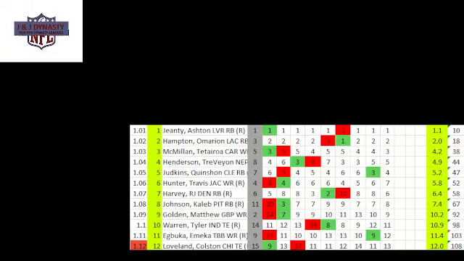Hopefully this thing will pop up, and there we go. So this is our round one. And so we have Genty, Hampton, Tet, Henderson, Judkins, Travis Hunter, Harvey, Caleb Johnson, Golden, Warren, Mbuka, and Loveland. So that's your top ones.